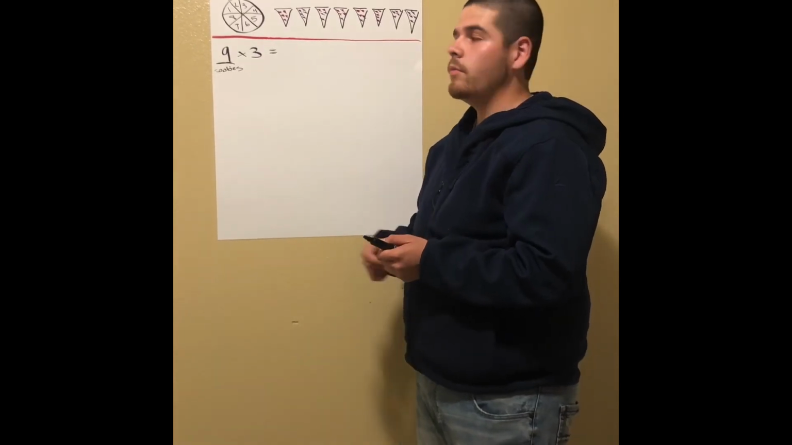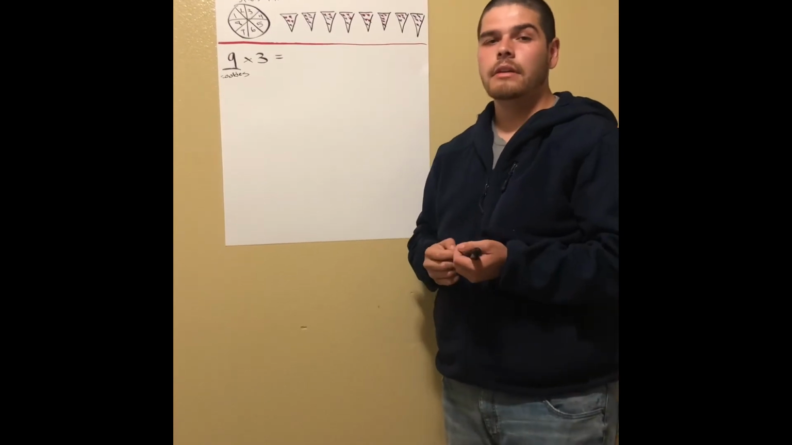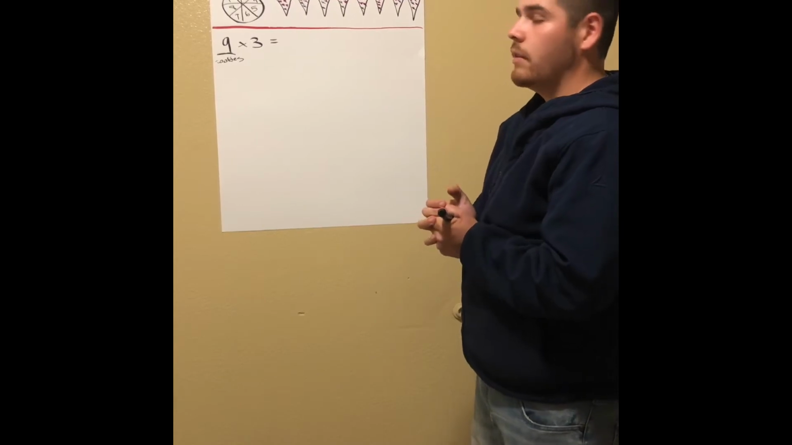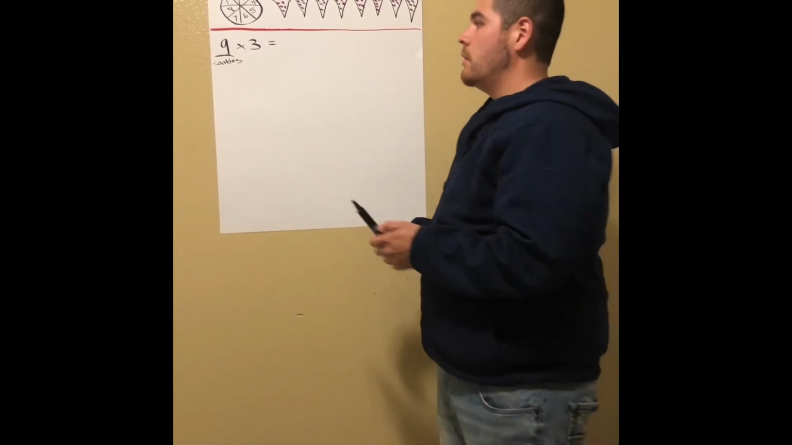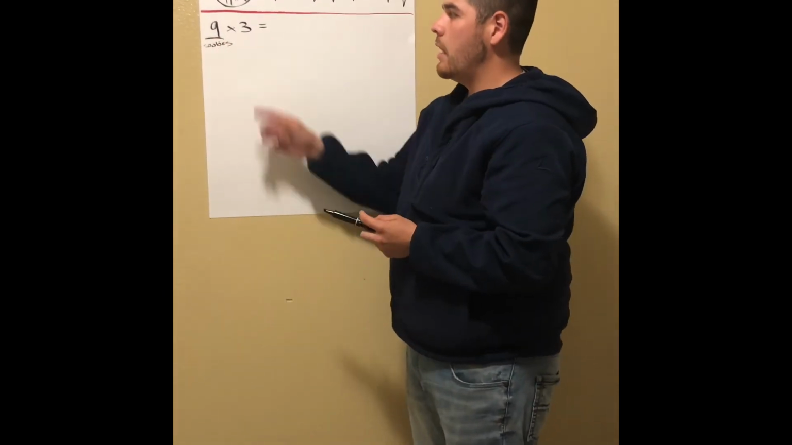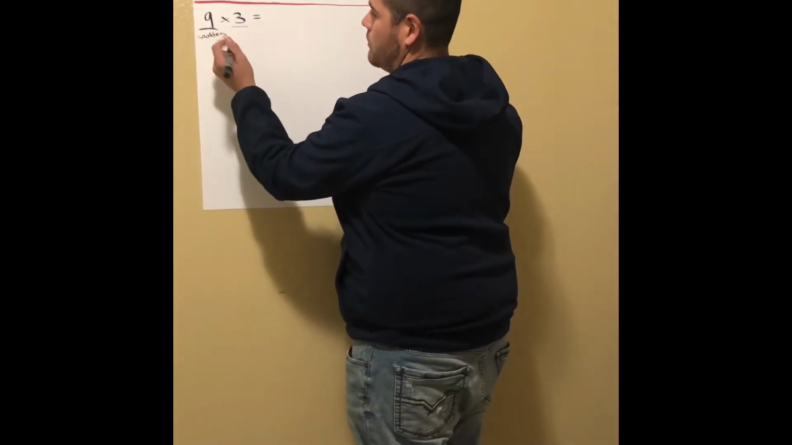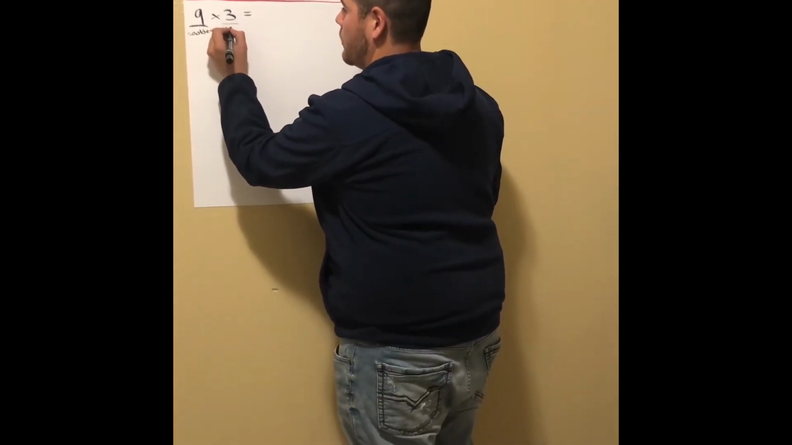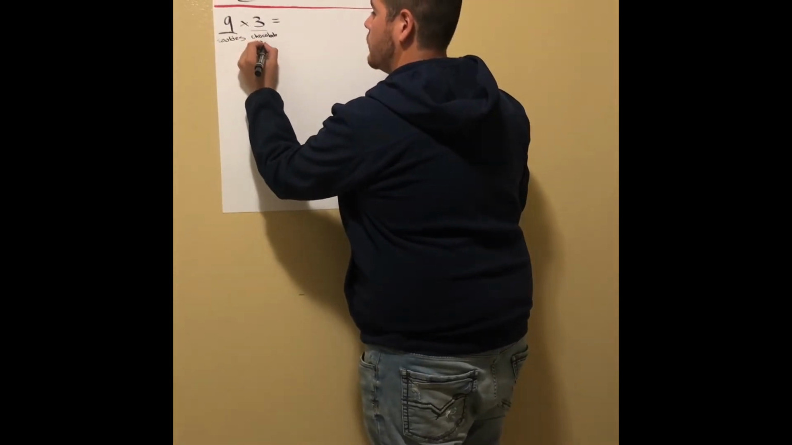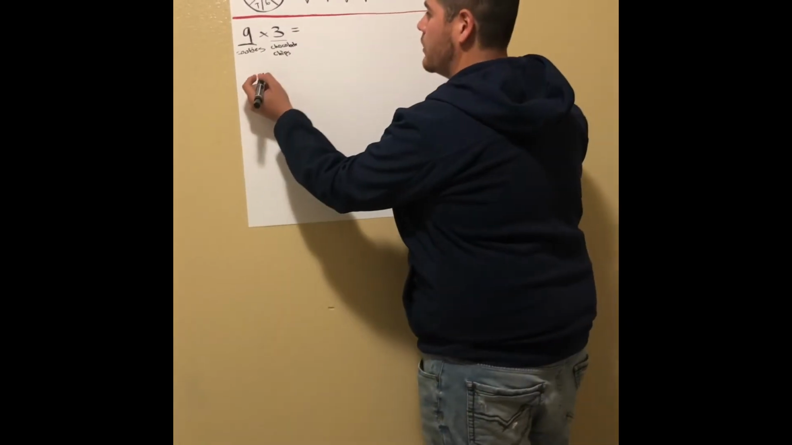For our second problem, we're going to go ahead and do 9 times 3. Now, after a slice of pizza, I want some cookies and milk. So, we're going to figure out that problem with cookies. If we have 9 times 3, we have 9 cookies, and we're going to put 3 chocolate chips on each cookie, because chocolate chips are my favorite on cookies.